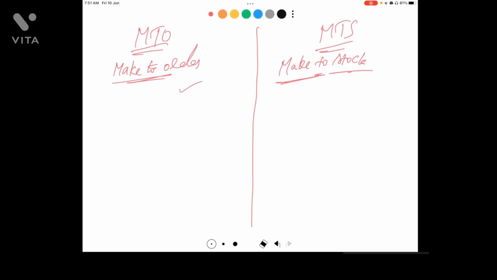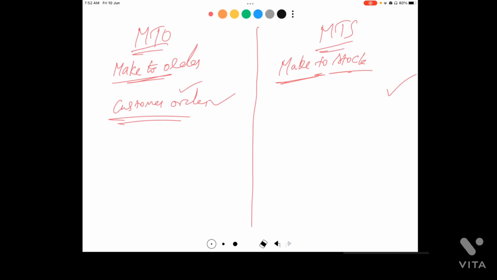Yes, clear. Here the first step is the customer order, right? Without a customer order, why would you go with make to order? You are starting your requirement from the customer requirement only, right? Get the order from the customer. So what is the first step here? Here it is a customer order. I understand why: because it is make to order.